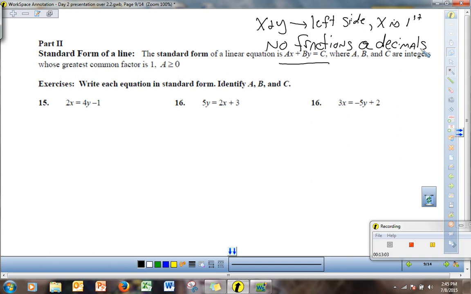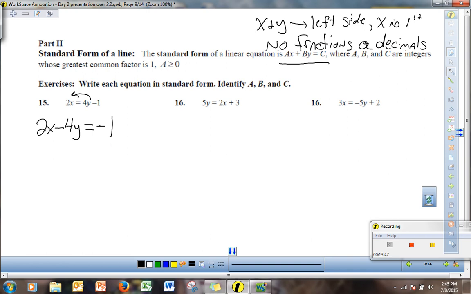So here goes. The directions say write each equation in standard form. Identify A, B, and C. We're going to identify A, B, and C just on 15, 16, and 17. And then after that, we're just going to put them in standard form. So here's number 15. I got 2x equals 4y minus 1. I need to get x and y on the left. X has got to be first. So I'm going to move this 4y over here. Well, since it's positive over here, guess what it is on the left? Negative. So I've got 2x minus 4y equals negative 1.